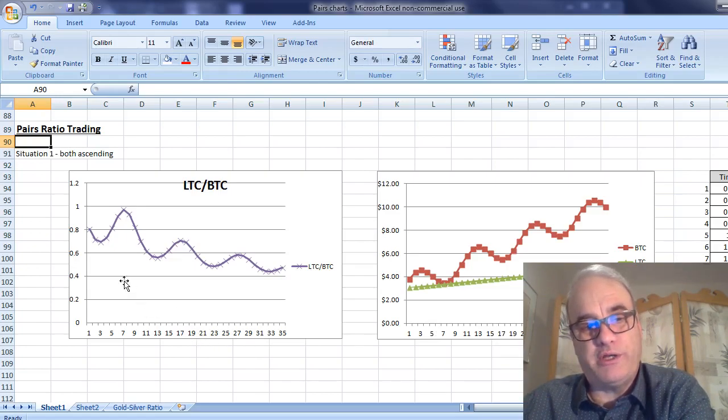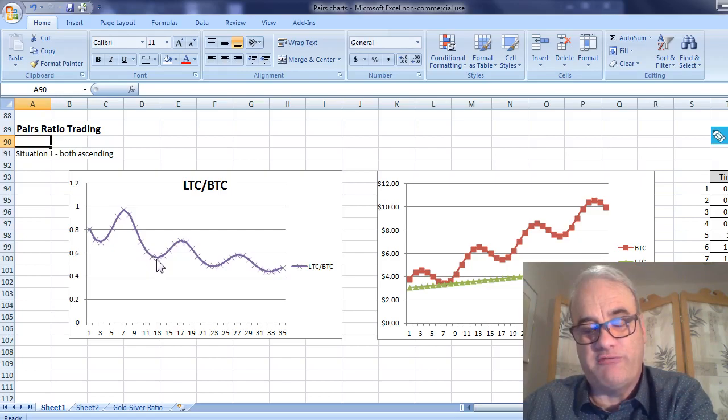So what we want to do is switch in valleys and peaks. In the last video I showed that when I have the ratio going up, I want to be in one type of coin. In this case, I want to be in Litecoin going up, and then I'm going to switch into Bitcoin. And I just hold Bitcoin while it goes down. When it gets to a valley, then I'm going to switch into Litecoin.